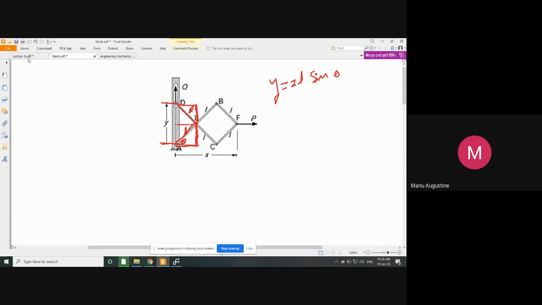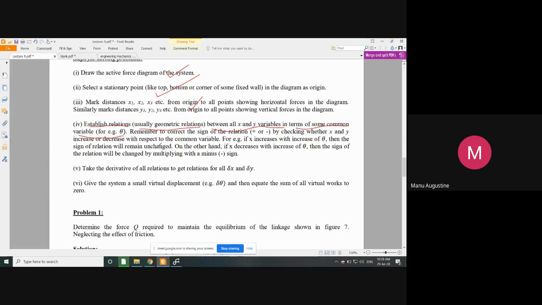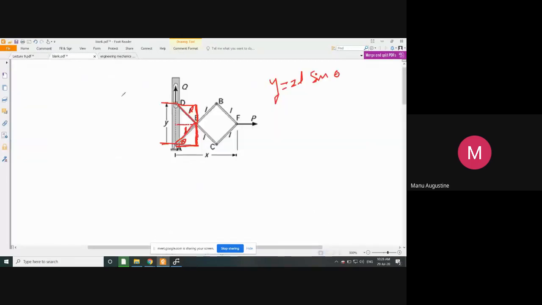So this is what this step is actually asking you to do. So up till now, you have done establish relations between all x and y variables in terms of some common variable, which will generally be theta. You will find that most of the problems will involve a theta angle, and you can find a relationship between theta and x. Why are we doing this exercise? Because we want to eliminate two variables and bring only one variable in the equation. That is the purpose, to simplify our problem.